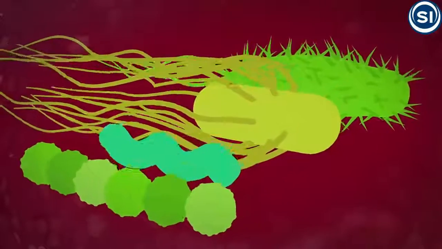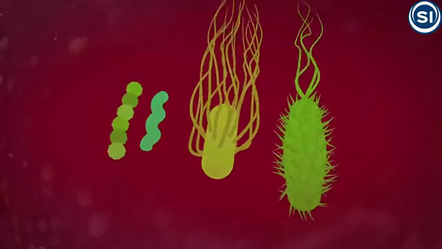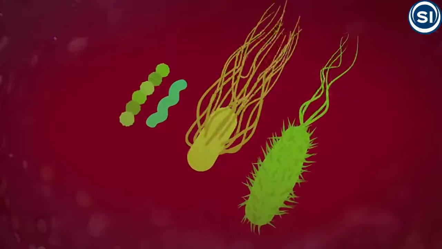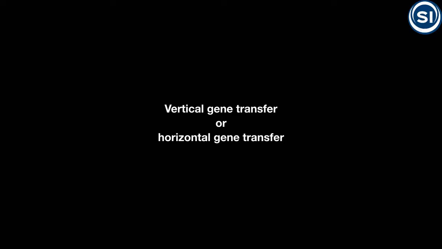How does antibiotic resistance spread? Antibiotic resistance can also be acquired from another bacterium. Therefore, resistance can spread between different bacteria within our body: vertical gene transfer and horizontal gene transfer.